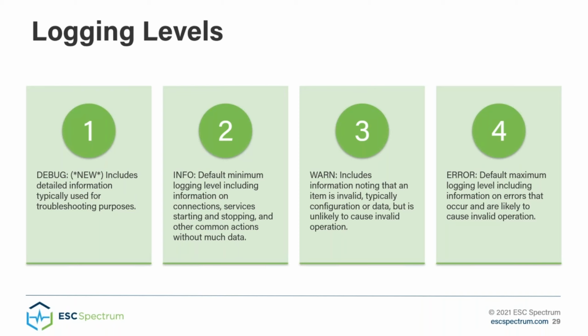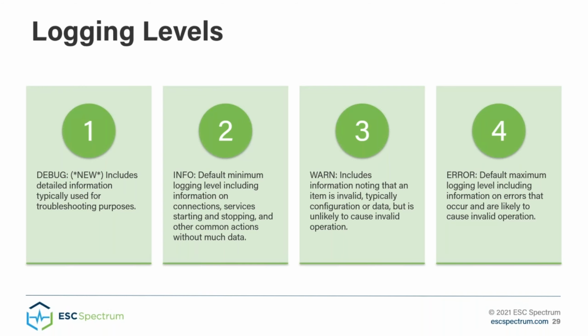The logging levels are: debug, which includes detailed information, typically used for troubleshooting purposes. Info is the default minimum logging level, including information on connections, services, starting and stopping, and other common actions without much data. Warn includes information noting that an item is invalid, typically configuration or data, but is unlikely to cause an invalid operation. And error, the default maximum logging level, includes information on errors that occur and are likely to cause invalid operation.